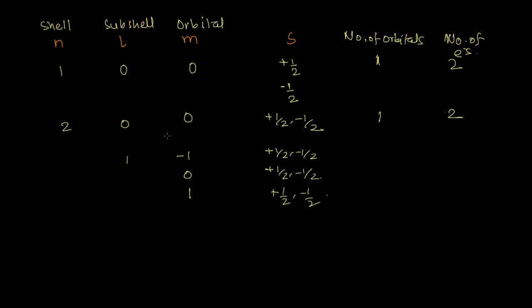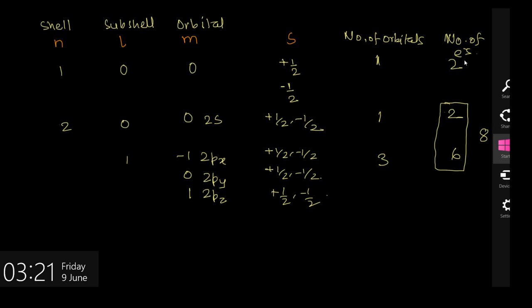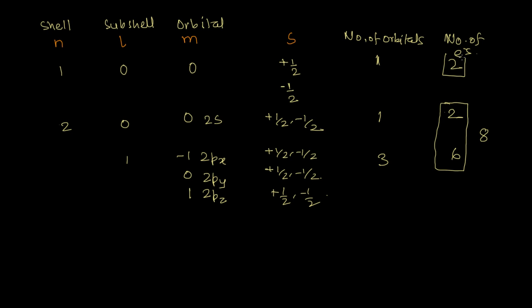So what happens? The second, this is 2s, right? And this is 2px, 2py, 2pz. So how many electrons do these orbitals contain? 2, 4, 6. So in total, how many orbitals? 3 orbitals, and 6 electrons. Each orbital has 2 electrons, right? So what is the total for the second shell? It is 8. What is the total for the first shell? It's 2. Right?